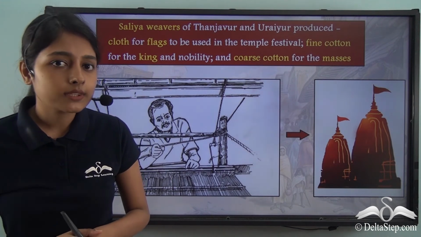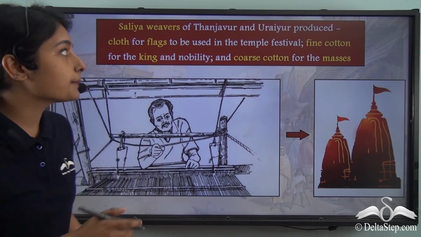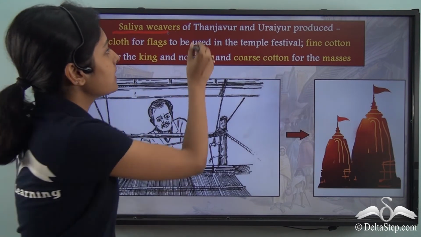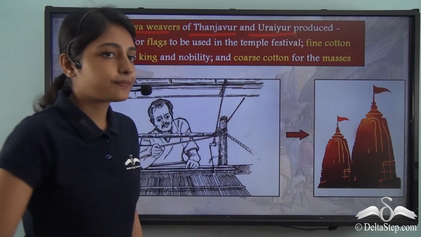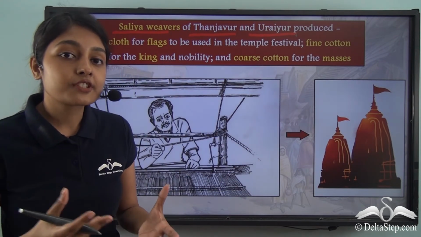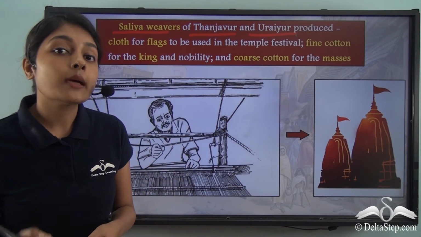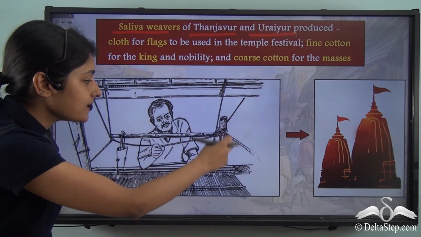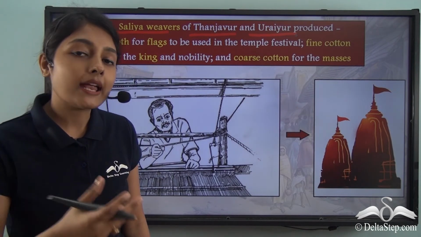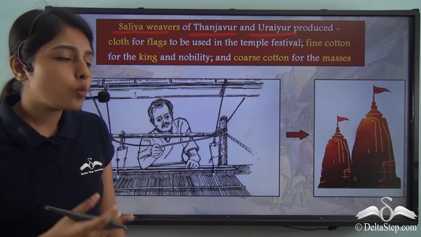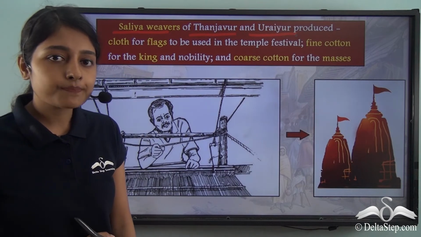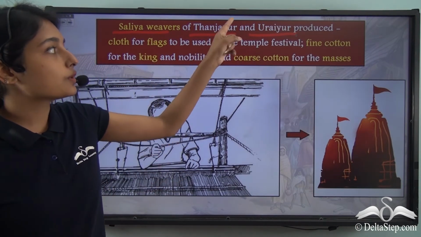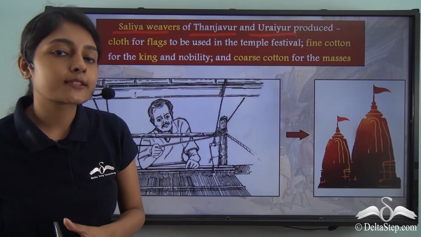Now, why am I telling you this? Because there was a weaving community by the name of Salya. So the Salya weavers were present in Thanjavur and Urayur. Now the Salya weavers weaved, or they made huge pieces of cloth manually. In this image you can see how a weaver is weaving a piece of cloth. Now this was done manually during the medieval period. Now what was this piece of cloth used for? This piece of cloth that was weaved by the Salya weavers of Thanjavur and Urayur was used for various purposes.